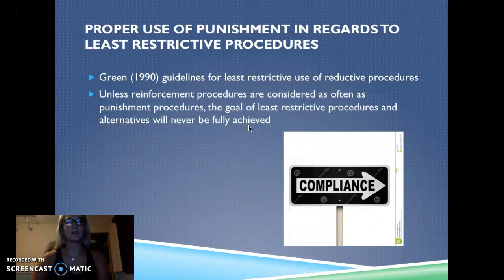Proper use of punishment in regards to least restrictive procedures. Guidelines have been put into place in order to ensure individuals are receiving the least restrictive alternative and that punishment procedures such as timeouts are not being abused.